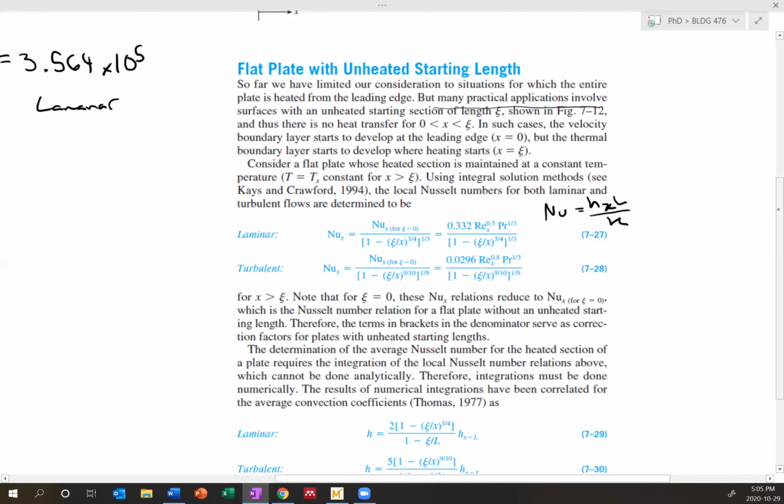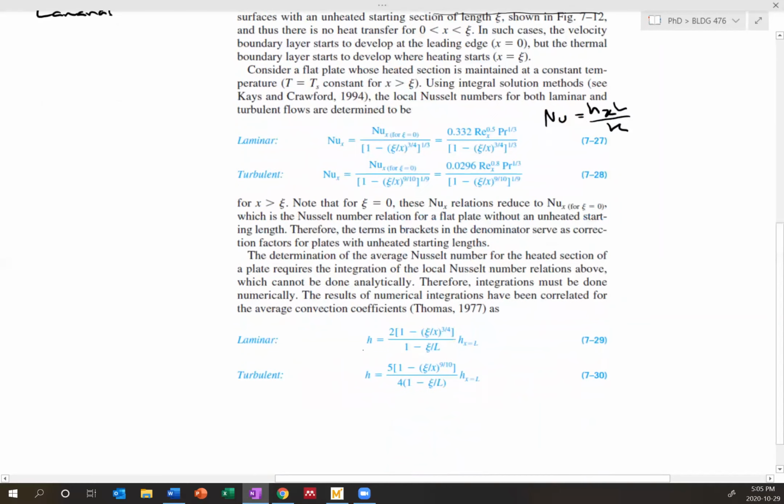And then what's of more interest to us is our h, the average. We find our h all the way at the end, and then we just correct it using this equation. This equation looks slightly scarier than it is because this symbol just refers to the length of the leading edge.